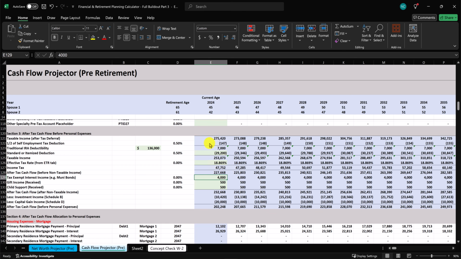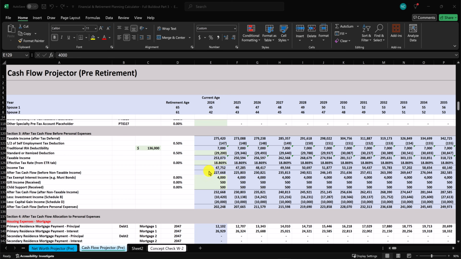So we're going to skip over these three items right here for purposes of calculating our after-tax cash flow. We're going to take this number at the top and we're going to subtract off this cash tax expense to arrive at this after-tax cash flow before non-taxable income of $227,668. So now, starting with this number right here, what other items do we have to add from a cash flow perspective?